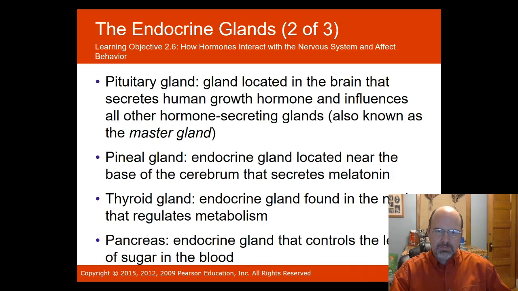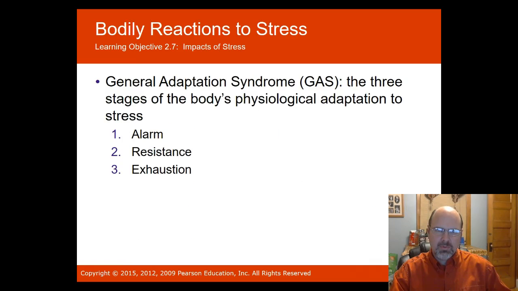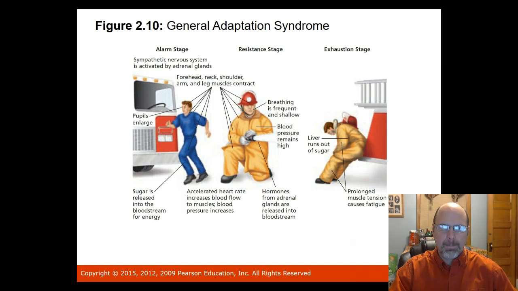I'm going to skip over this. Adrenal glands are important. They secrete during the time of stress, and that's what causes what's called the general adaptation syndrome, where there are three stages of the body: alarm, resistance, and exhaustion. For instance, in the alarm stage, the sympathetic nervous system is activated by your adrenal glands. Your muscles contract, sugar is released into the blood system, heart rate accelerates, breathing is frequent, blood pressure is high, and hormones are released into the bloodstream.